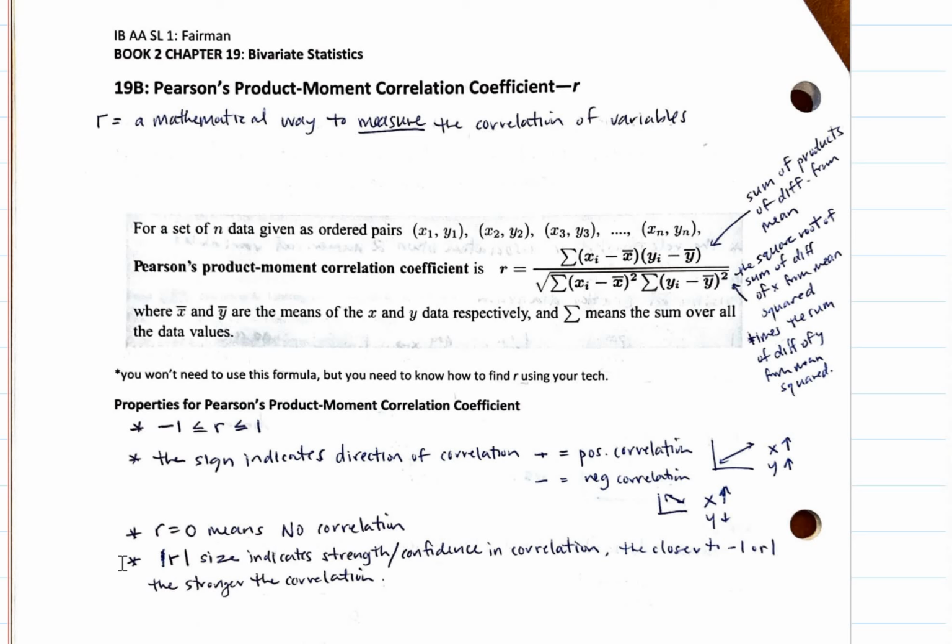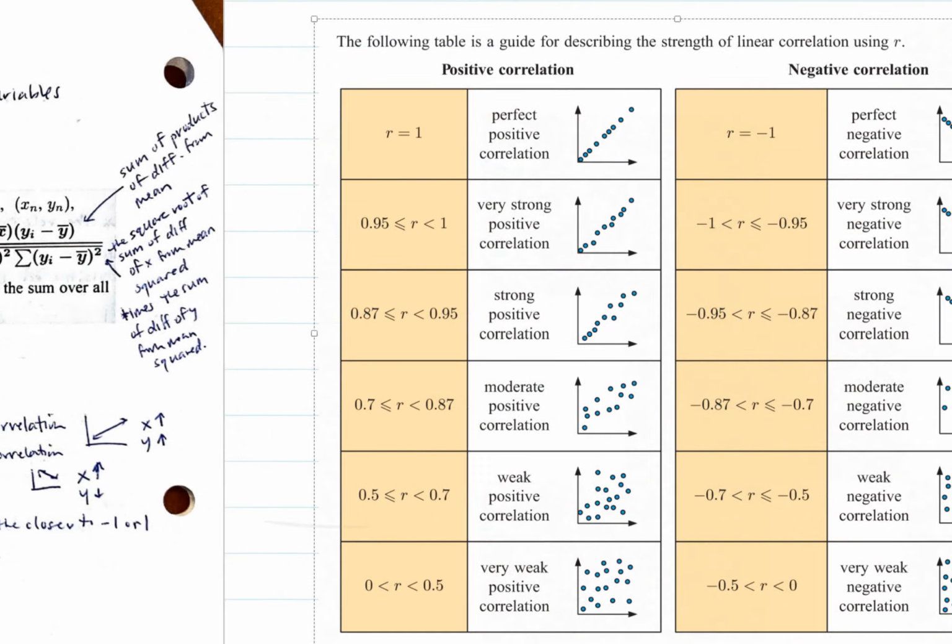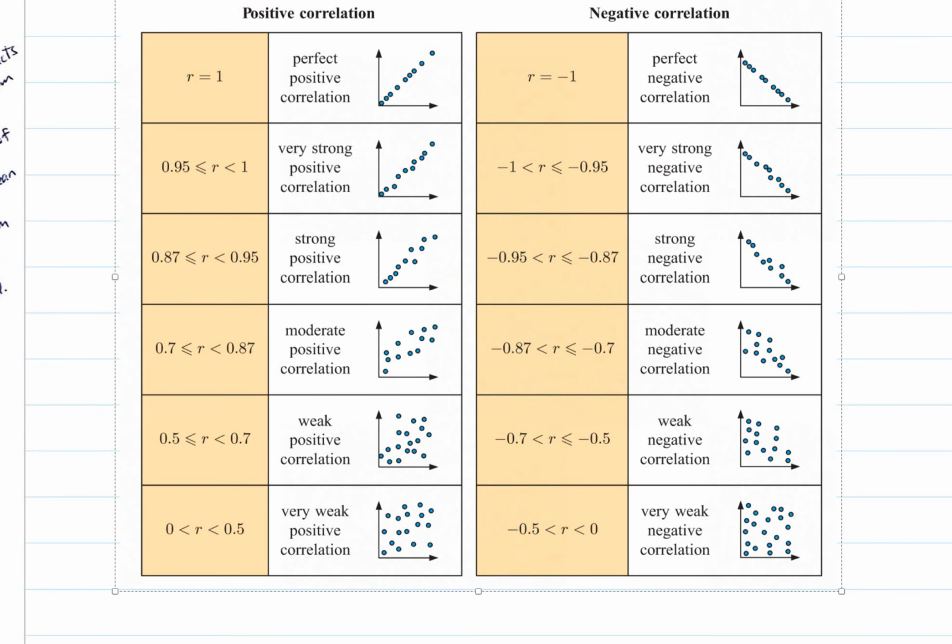I told you all to use your textbook to look at this table, but I'll show it here. These are boundaries that you should be familiar with. So we'll start at the top. If R equals 1 or -1, then we have a perfect correlation. So positive would be a +1, negative would be a -1. If our correlation is between 0.95 and 1, we would call that very strong in either direction, whether it's positive or negative. If the correlation is between 0.87 and 0.95, we call that strong.